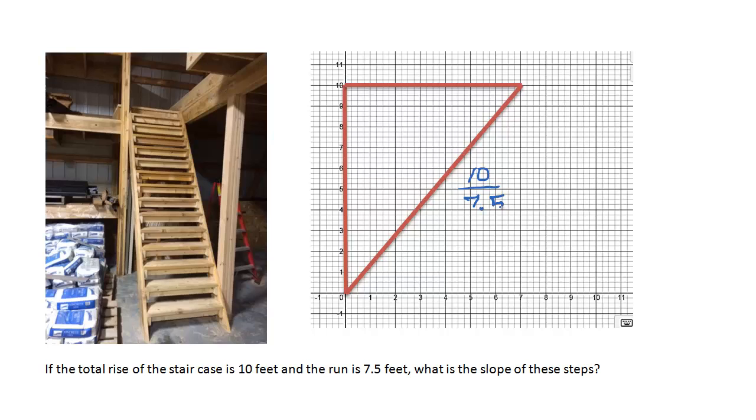and we like to write slope as a fraction without decimal points. So if I multiply the numerator and denominator by 10, I will have a nice fraction that doesn't have decimals. And if I reduce that, I get my final slope as 4/3.